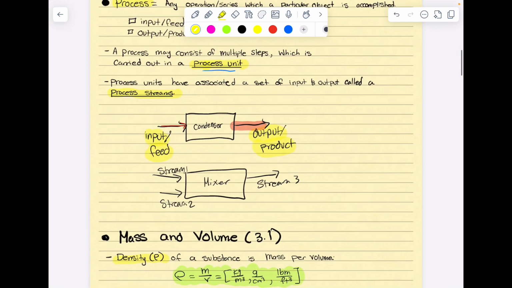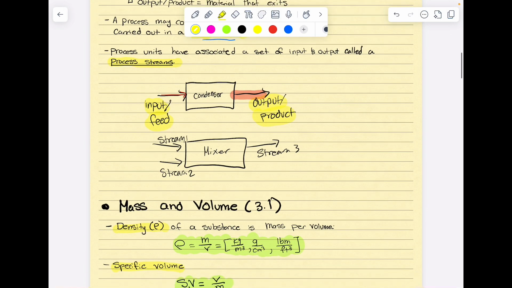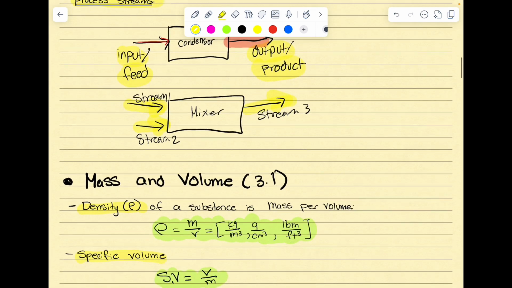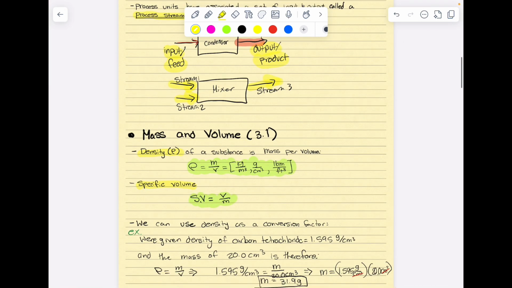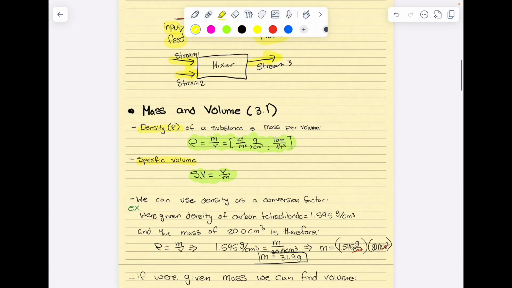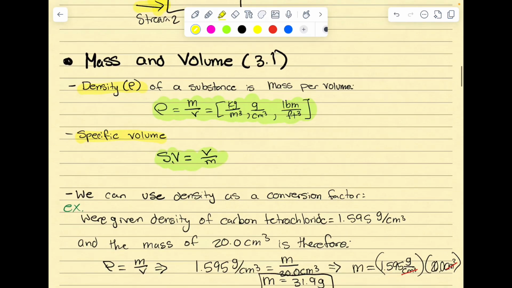When we're talking about process units, a process may consist of multiple steps. What we mean is that we can have multiple streams in one process. So in order for us to carry out a process unit, we need to know the mass and volumes.